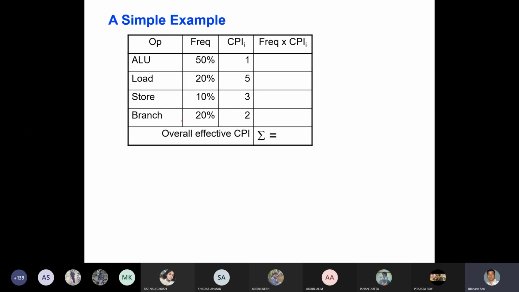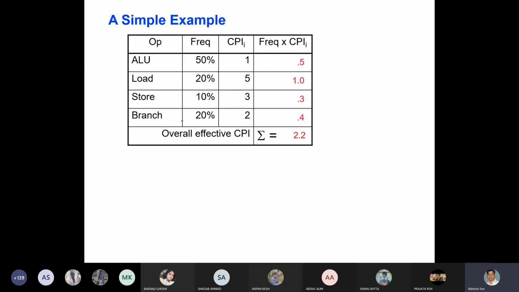Now overall effective: 1 into 50%, 5 into 20 percent, 10 into 30 percent, and like this you will find it comes to 2.2. So the average effective CPI you have found is 2.2. So we mention the overall effective CPI.